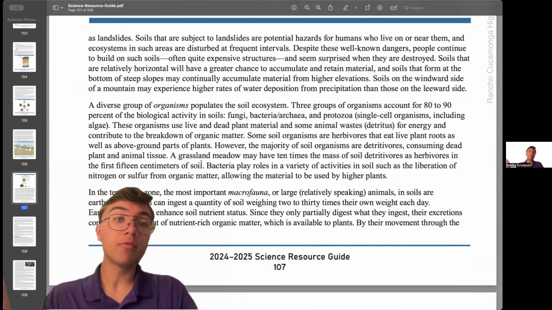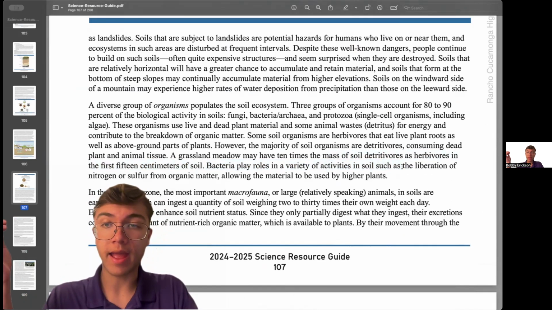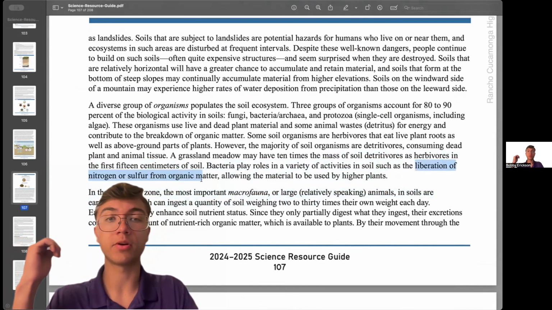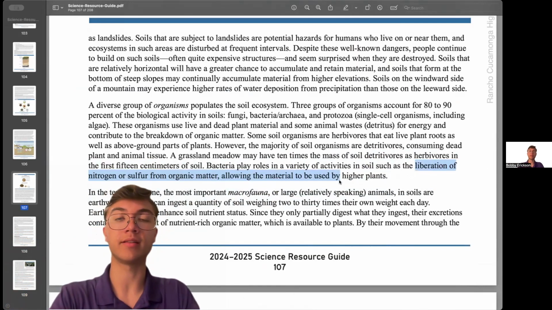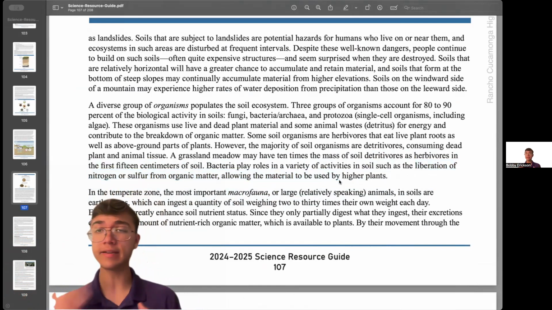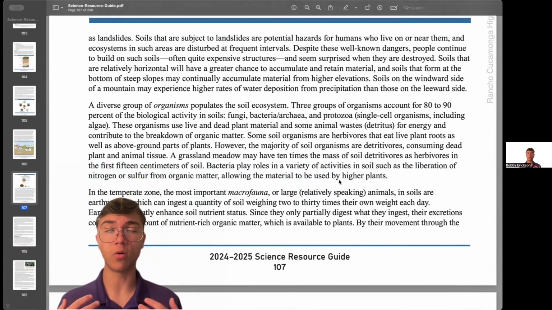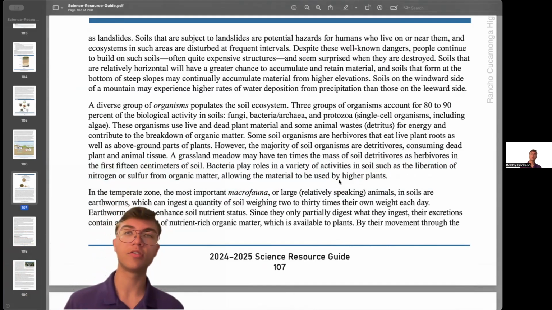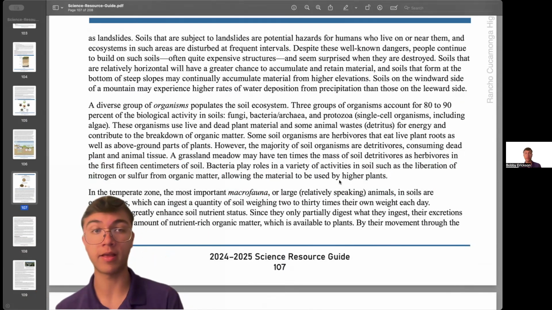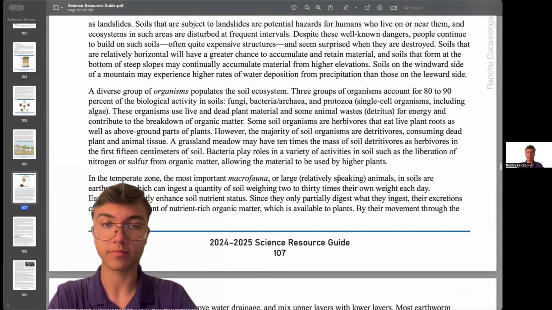And then we see what role does bacteria play? They play a role in liberation of nitrogen or sulfur from organic matter, and this actually allows a lot of material to be used by higher plants. So bacteria is taking down a lot of these dead organisms, turning their nitrogen, using denitrification, into the atmospheric nitrogen, for example, as we learned about in section 2.